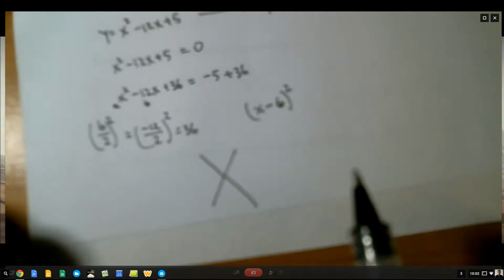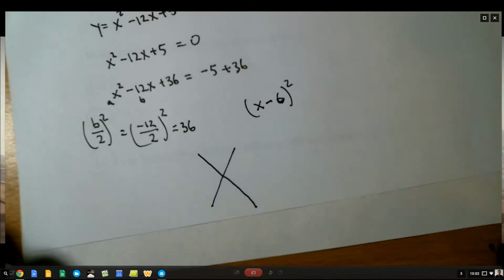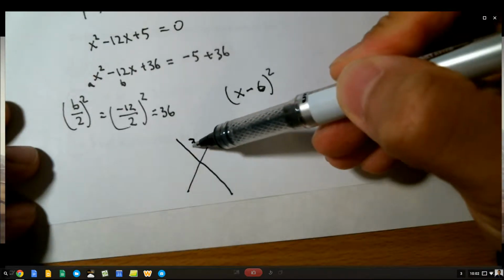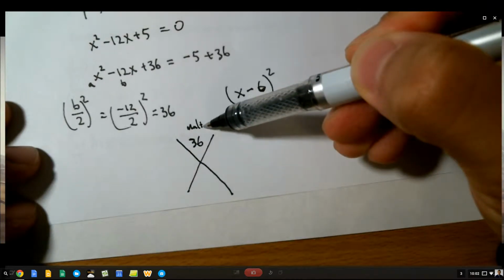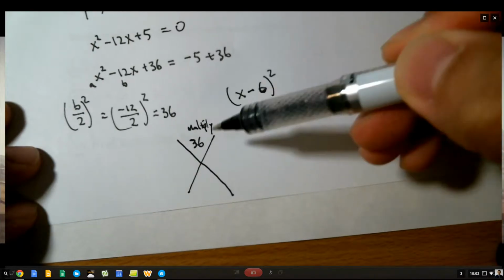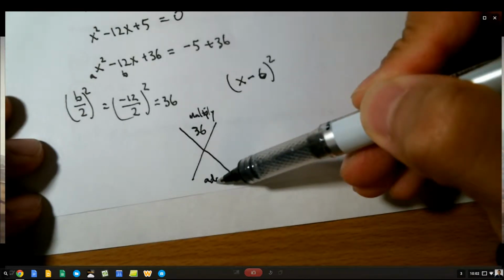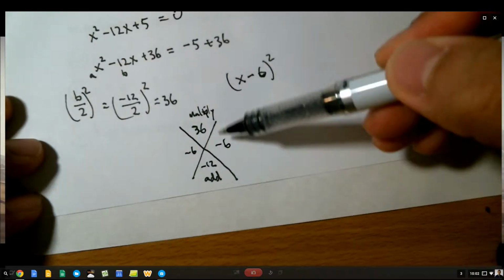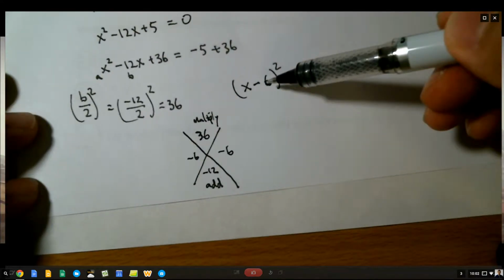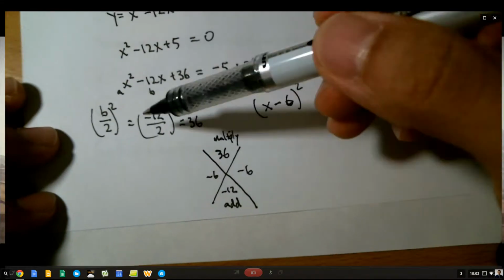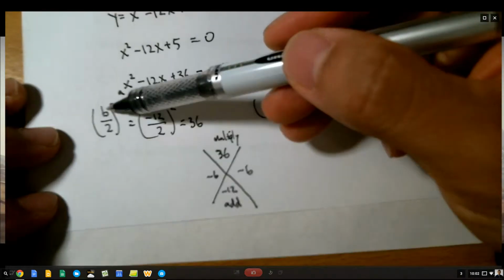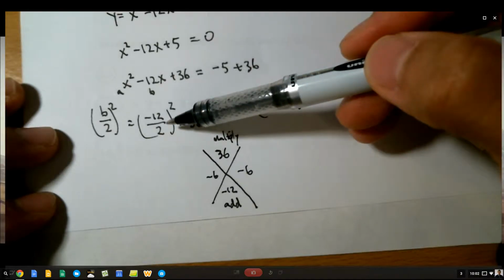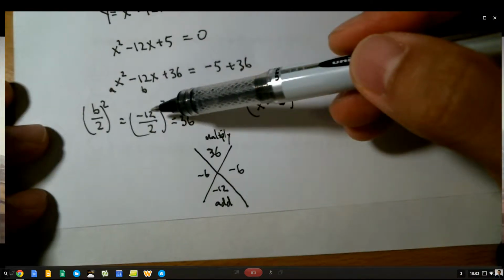It's kind of blurry. So you want to find two numbers that when you multiply, you get 36, and when you add, you want to get negative 12. So we know that it's negative 6, negative 6. That's one way you can do this. Another way you can do it is this negative 6 here is always being divided by 2. It's what's inside the parentheses. So b divided by 2, negative 12 divided by 2, negative 6. Boom, goes right here. I think this is a lot easier.